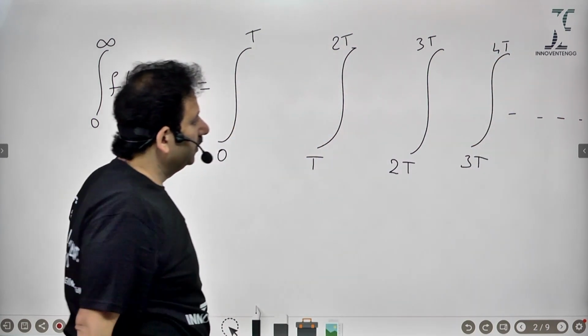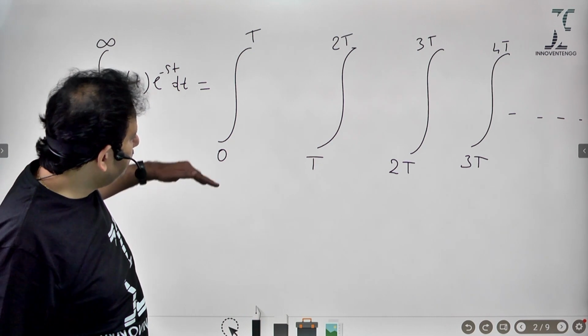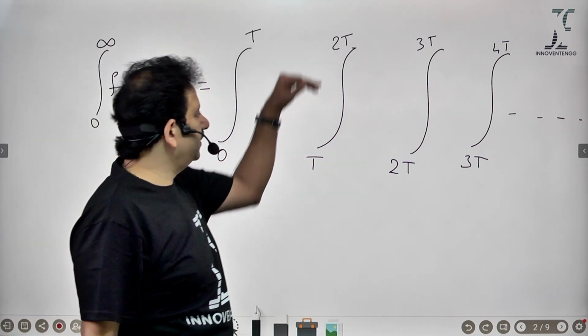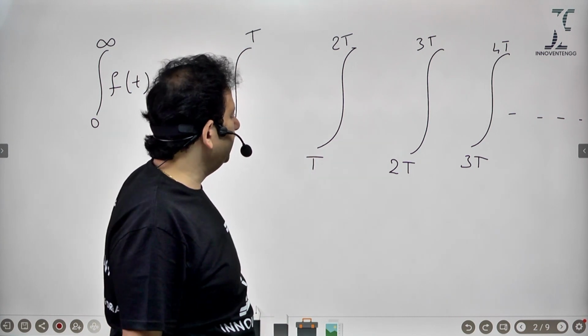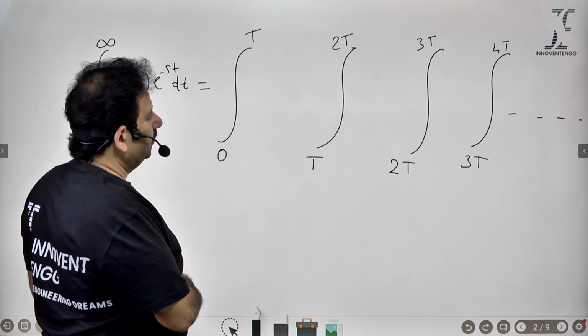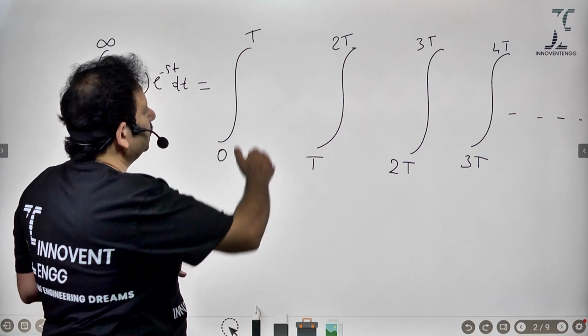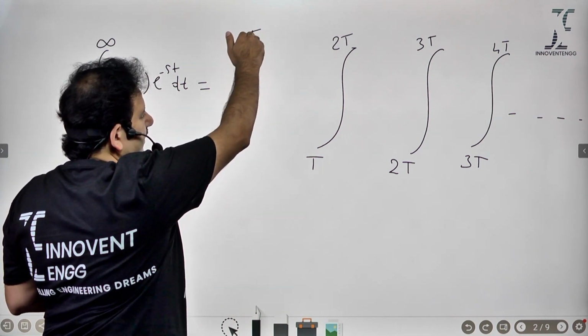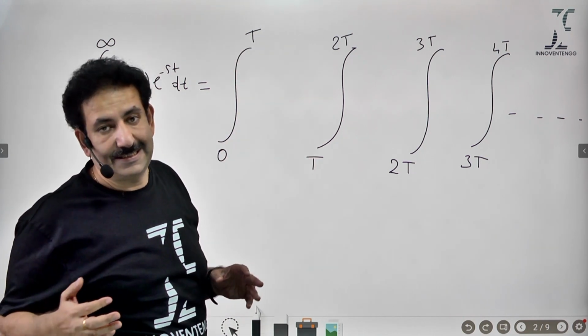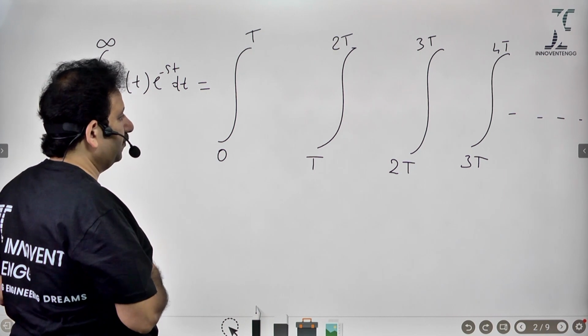It goes on. You can see that the difference between the upper and lower limit is exactly one T, right? The difference between upper and lower limit is one T, and it is commonsensical how to split a given integral. The upper limit of the preceding integral will become the lower limit of the succeeding integral. So that is very, very important.